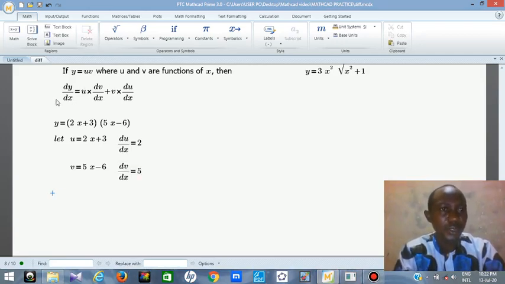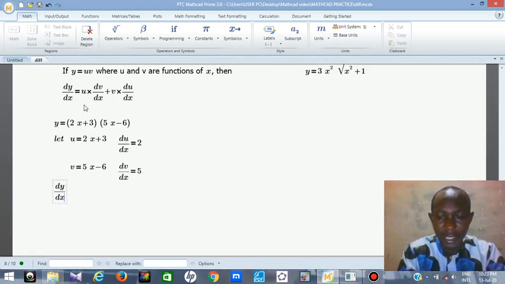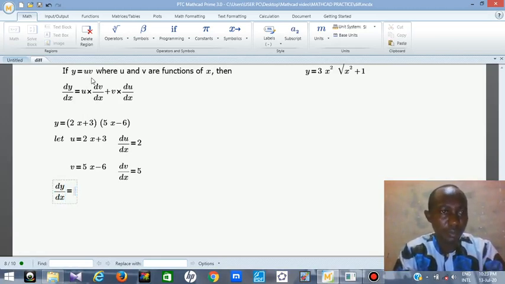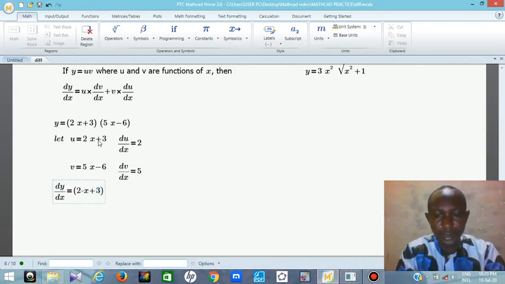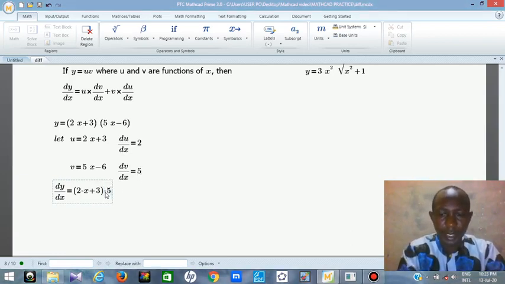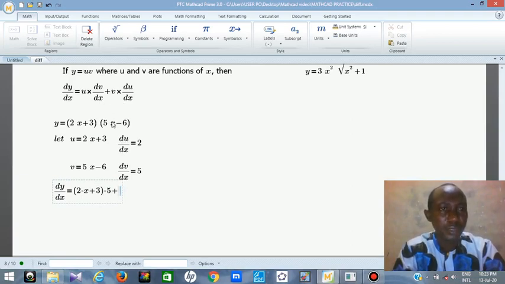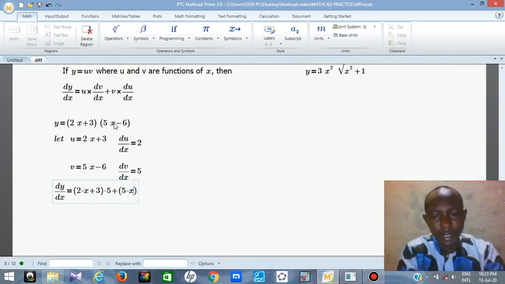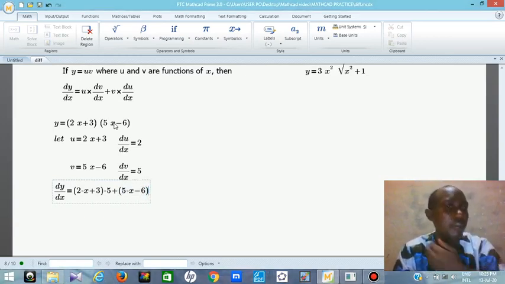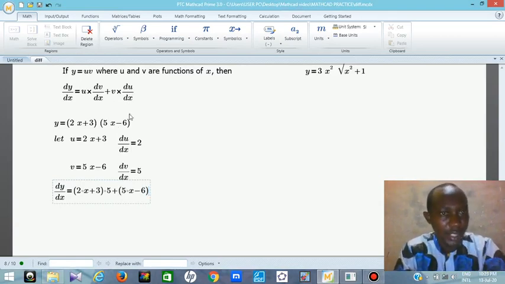The next thing you need to do is go to your product rule formula. So your final answer, dy/dx, will be in this form. Pick the first function, which is u, that is 2x plus 3, put it in brackets, then multiply by dv/dx, which is 5. Then plus, you pick the second function, which is v, 5x minus 6, put it in brackets, then multiply by du/dx, which is 2. So that is that.